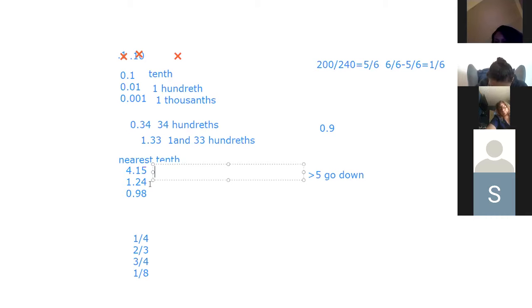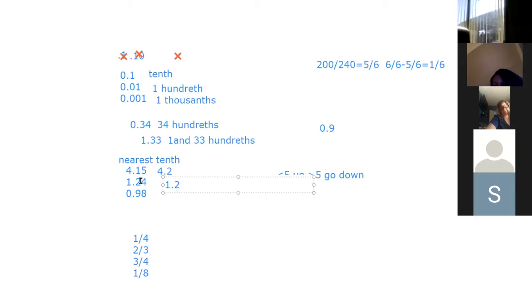What about 1.24 to the nearest tenth? 1 and 2/10. 1.2. Because the 4 is going to stay the same. I'm sorry, go down isn't correct. It should be stay the same. So since 4 is less than 5, that means this tenth stays the same. It's not going to change.